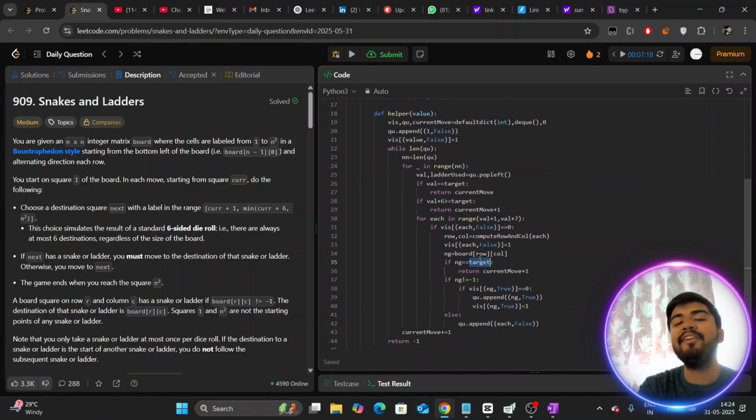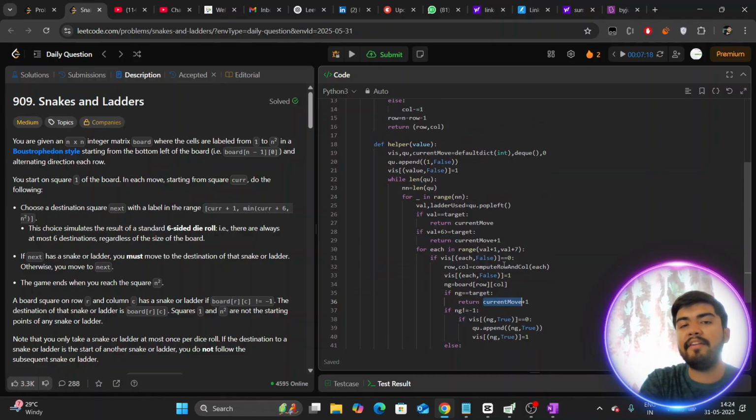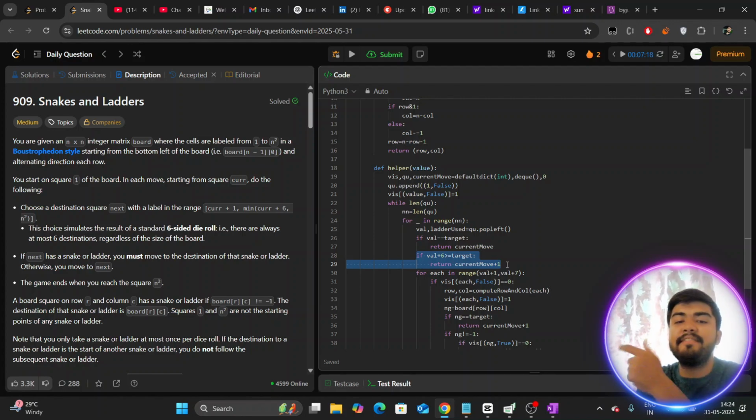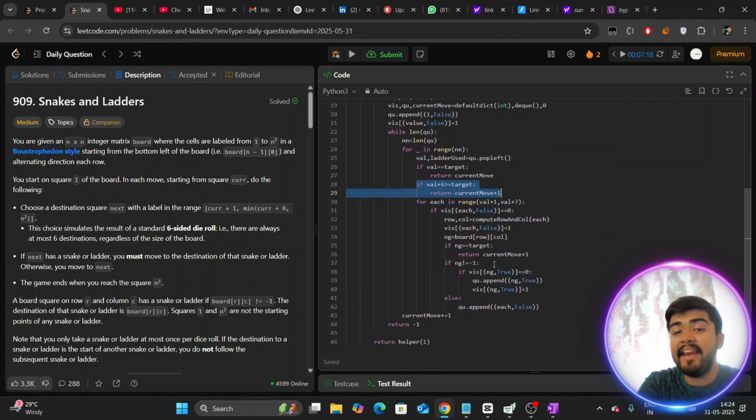And if it is equivalent to my target, okay, you are done. So you can return the entire thing from current move + 1, the same thing that we have done here. If this is reachable within the +6 boundary, if I am able to reach my target within the +6 dice roll, then I can return current move + 1. Again, a similar case: if my neighbor is altogether a target, then I can reach it with current move + 1.